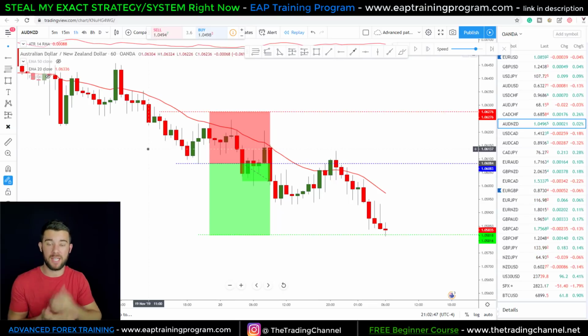A practical step is testing it to figure out what pairs it works best on, and then you can decide whether or not you want to incorporate it into your trading plan. So let's take a look at a couple of other examples of the 2020 strategy right now.